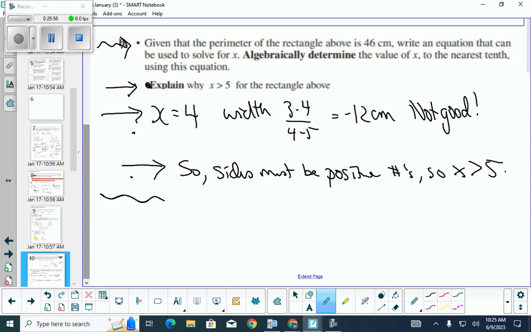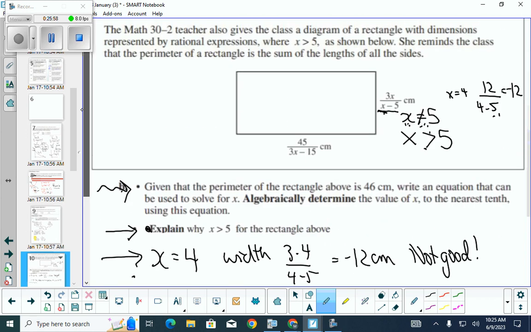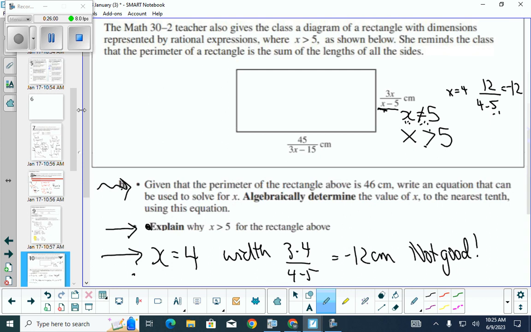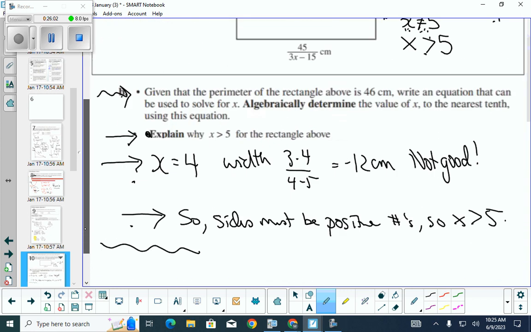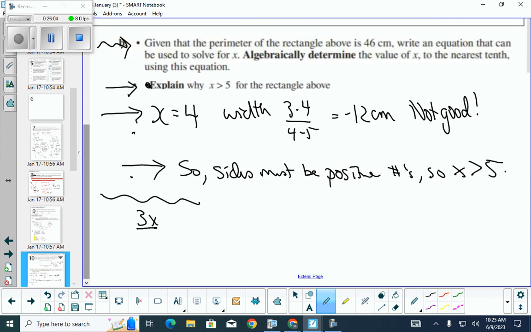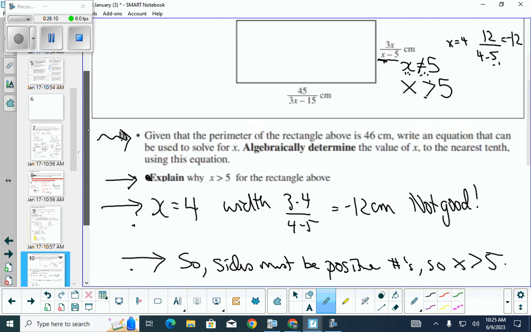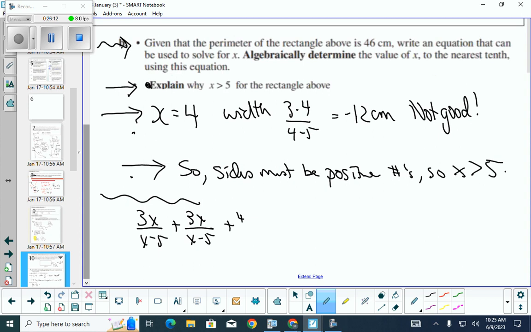For the second part of this question, perimeter. Perimeter means add up all the sides. So we're going to go 3x over x minus 5 plus 3x over x minus 5 plus 45 over 3x minus 15 plus 45 over 3x minus 15. And that perimeter equals 46.